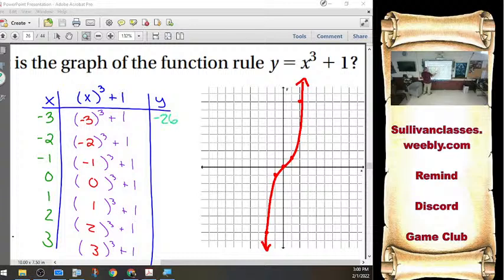It's not -8, it's -7. It's not -1, it's 0. 1. Not 8, it's 9. Oops, missed one. And then 27 is 28. Okay. So it takes this whole honking graph.